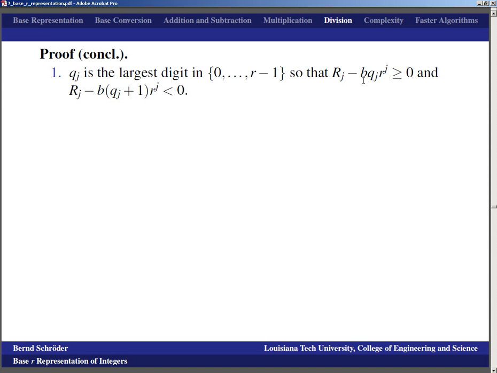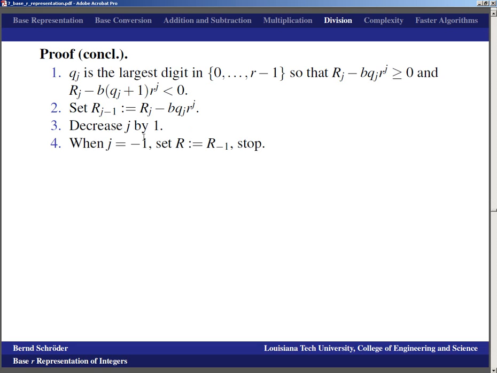How often does my denominator go into a certain part of the numerator that is shifted the right way? And you set r sub j minus 1 to be r sub j minus b times q sub j r to the j. That's what we always subtract off. And you decrease j by 1. And when j is equal to negative 1, you set r to be r sub minus 1, the last remainder, and you stop. Otherwise, you just keep repeating this loop.